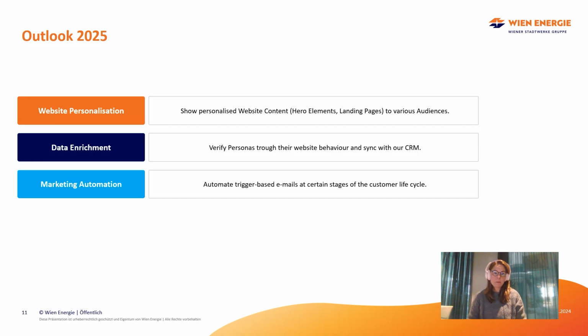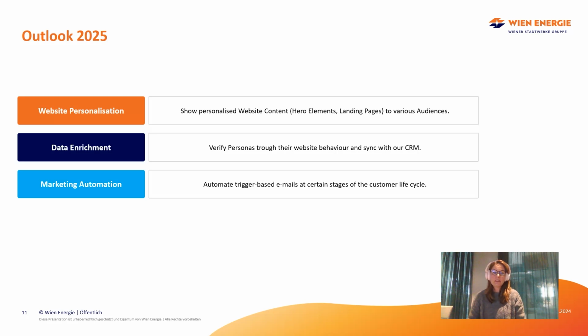In the field of website personalization, we plan to show more than just pop-ups and info bars on our website. We want to change hero elements or landing pages according to triggers from the CDP. And when it comes to data enrichment, we have a very exciting idea here. We want to verify our customer personas through signals they give us on the website. So let's see if we can find our critical thinkers or our brand followers on site.